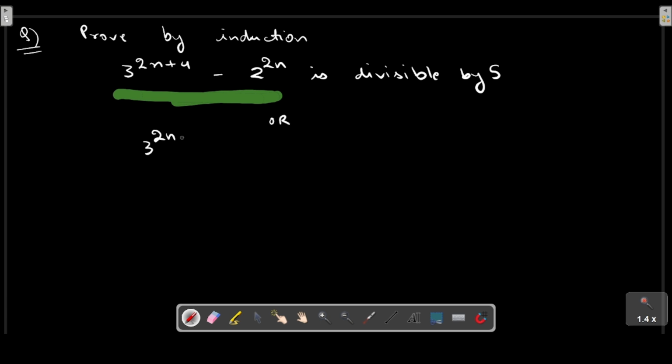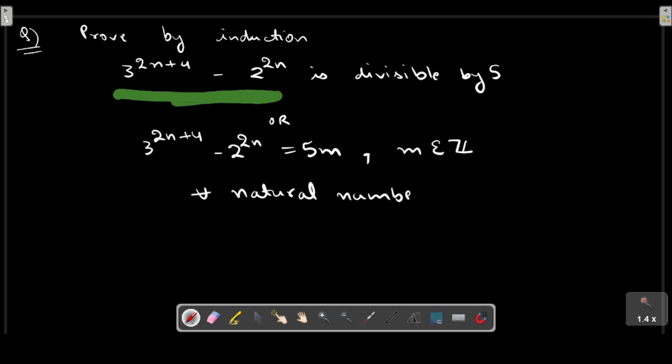3 to the power of 2n plus 4 minus 2 to the power of 2n is equal to 5m, where m belongs to integers, right? And it's true for all natural numbers n, and your n is greater than or equal to 1, right? This question can be put in this way. So let's start.